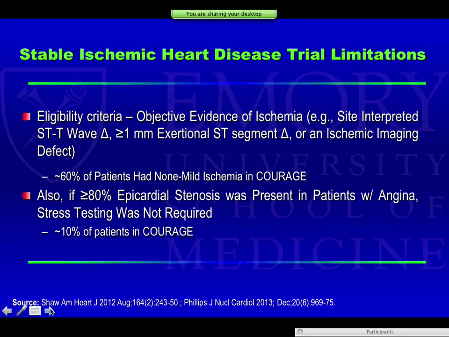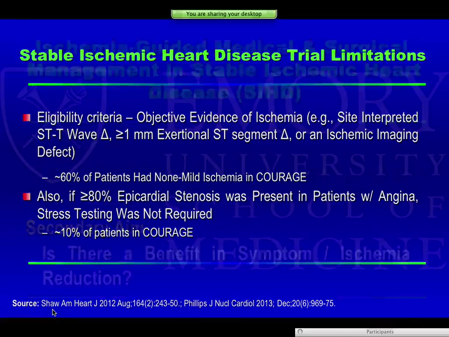So that's really a different animal if you think about stable ischemic heart disease. It's really just a stable coronary disease population and not a stable ischemic heart disease population. Partway through the COURAGE trial, the executive committee decided to enroll patients who had angina and an 80% epicardial stenosis without any stress testing. That included another 10% of patients. So if we think about how people interpret both the COURAGE and the BARI 2D trial, in the setting of the fact that the vast majority of the patients had very minimal to no ischemia, it's really a different type of trial than the results would actually show.